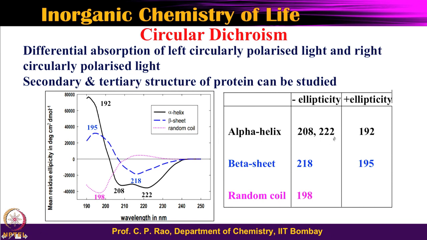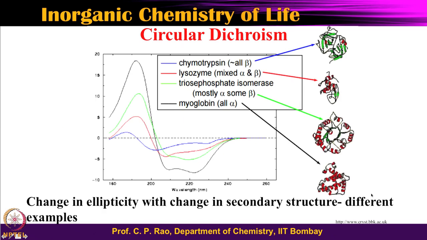The alpha helix has these kinds of bands at which ellipticity is found minus, ellipticity is found plus, and the beta sheet and the random coil too. So, if you apply this to a protein system, as you can see, the different kinds of proteins shown over here: chymotrypsin is a beta sheet, which has this blue curve; lysozyme, which is red, has both alpha and beta, you see that one and these two peaks. Therefore, it gives both the alpha and beta kind of thing.